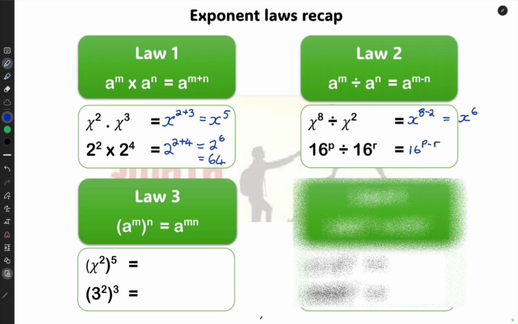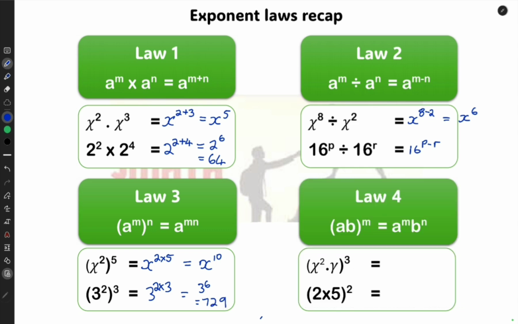Law 3 is the one with the brackets. So if there's exponents inside and outside the brackets, then I multiply only the exponents. So in this case, it would be x to the power 2 times 5, leaving my answer as x to the power 10. This one, the base 3, don't change that, just leave it as a 3. And then multiply the exponent. So 2 times 3 equals 6, so 3 to the power 6, which would be 729 is my final answer.